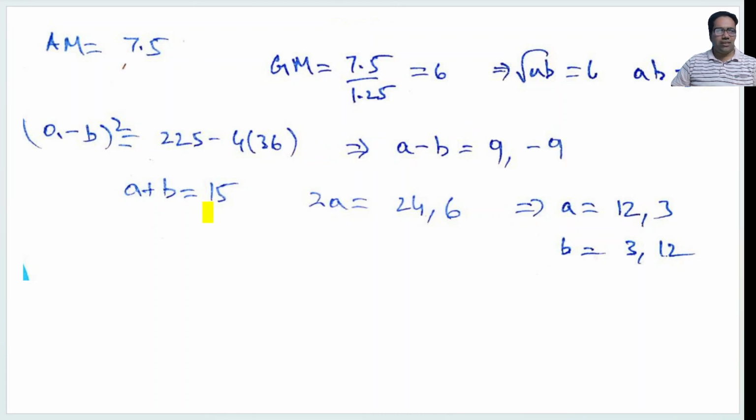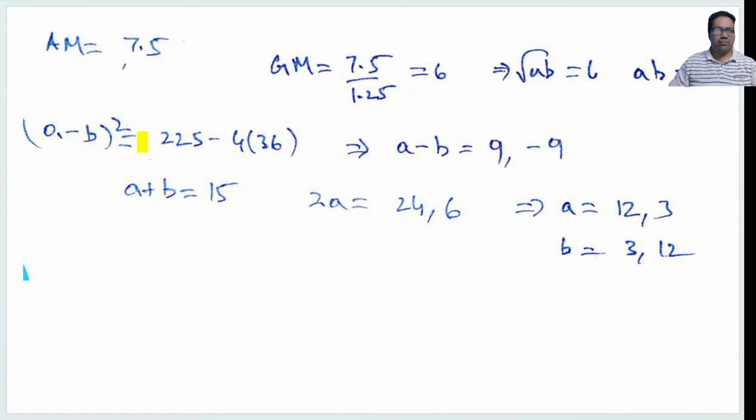Right. When a plus b is 15, a minus b can be 9 or a minus b can be minus 9. a plus b is 15, a minus b is 9. What does that mean? 2a becomes 24. Right. When a plus b is 15, a minus b is minus 9, then 2a becomes 6. So 2a can be either 24 or 6. What does that mean? a can be either 12 or 3.